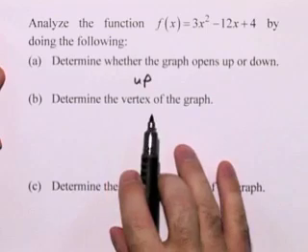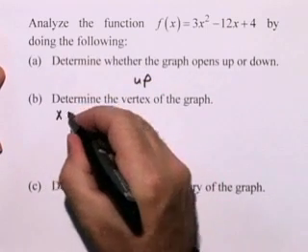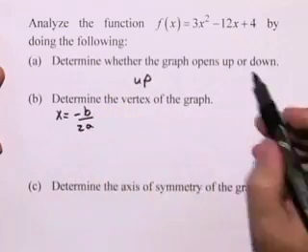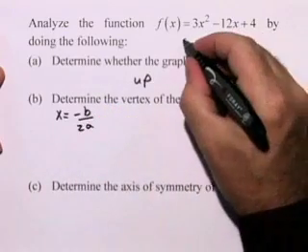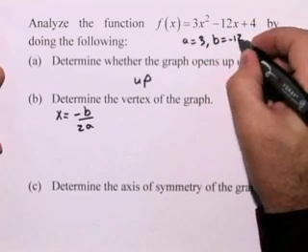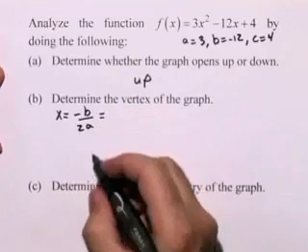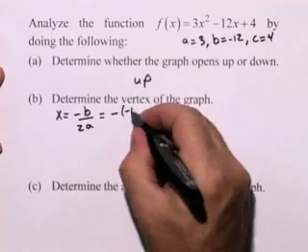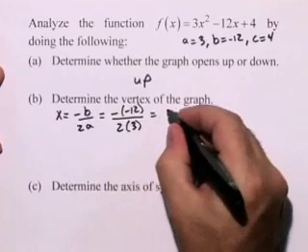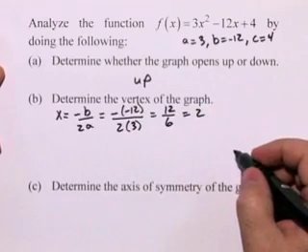Next, we want to determine the vertex of the graph. We can find the x-coordinate of the vertex by using x equals negative b over 2a. We come back to our function, identify a is equal to 3, b is equal to negative 12, and c is equal to 4. We can get the x-coordinate is equal to negative 12 divided by 2 times 3, which will be 12 over 6, which is equal to 2.